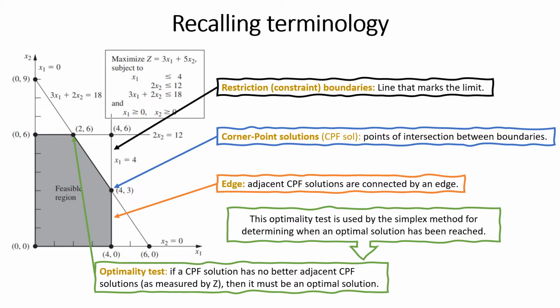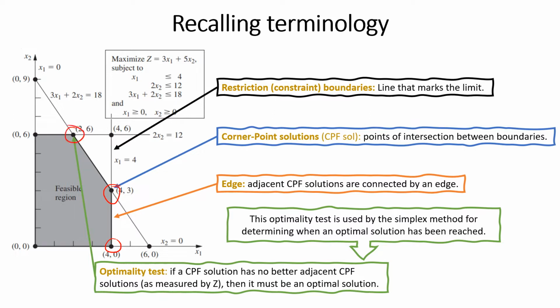We've got restriction boundaries, which are the lines that mark the limits. We also have corner point feasible solutions, CPF, which are the points of intersection between boundaries. We also have edge. When we have two CPFs, the line that connects both CPFs is called an edge. We also have what we call the optimality test. If a CPF solution has no better adjacent CPF solution, then it must be an optimal solution.